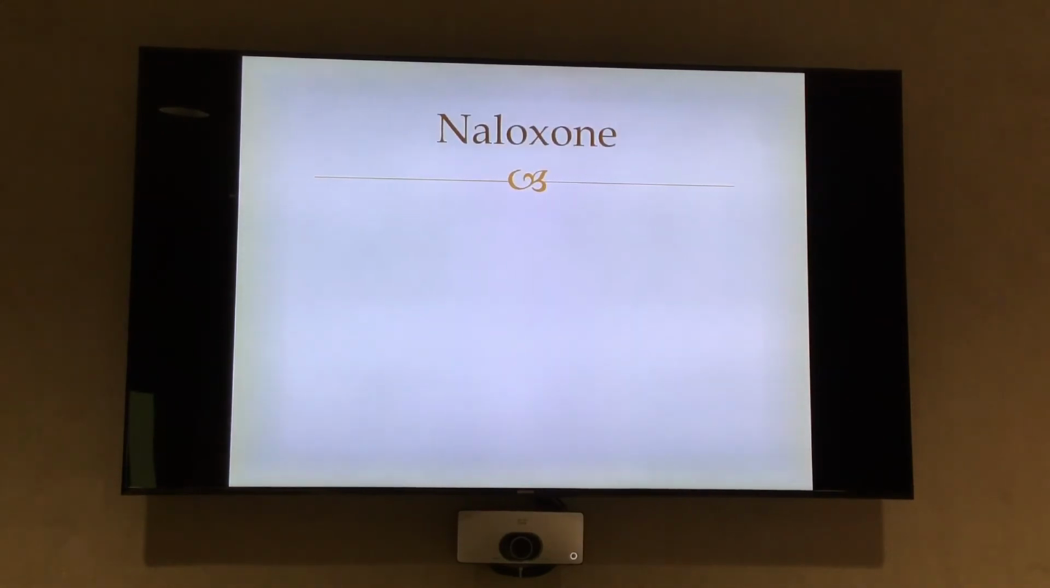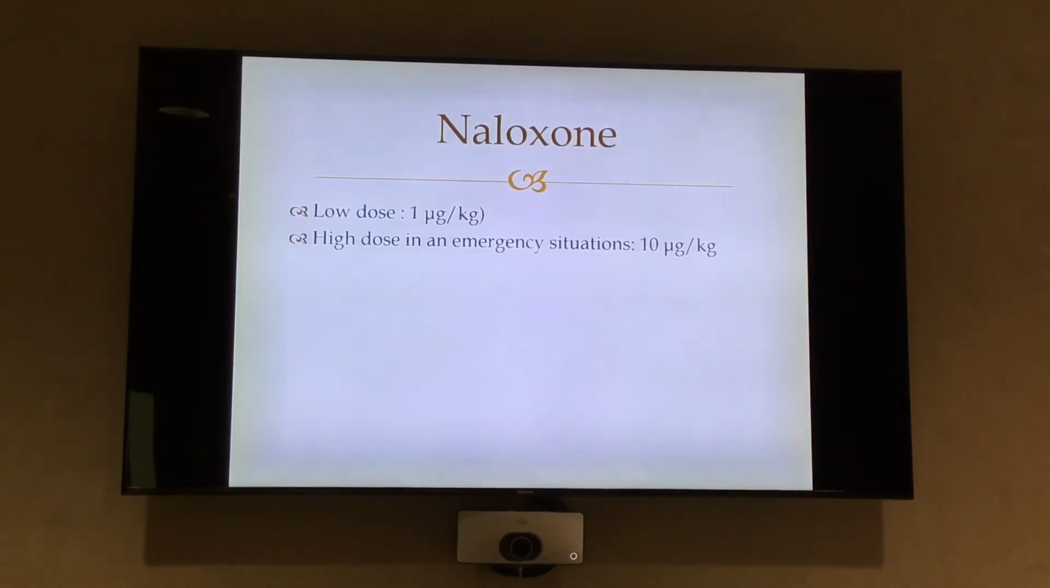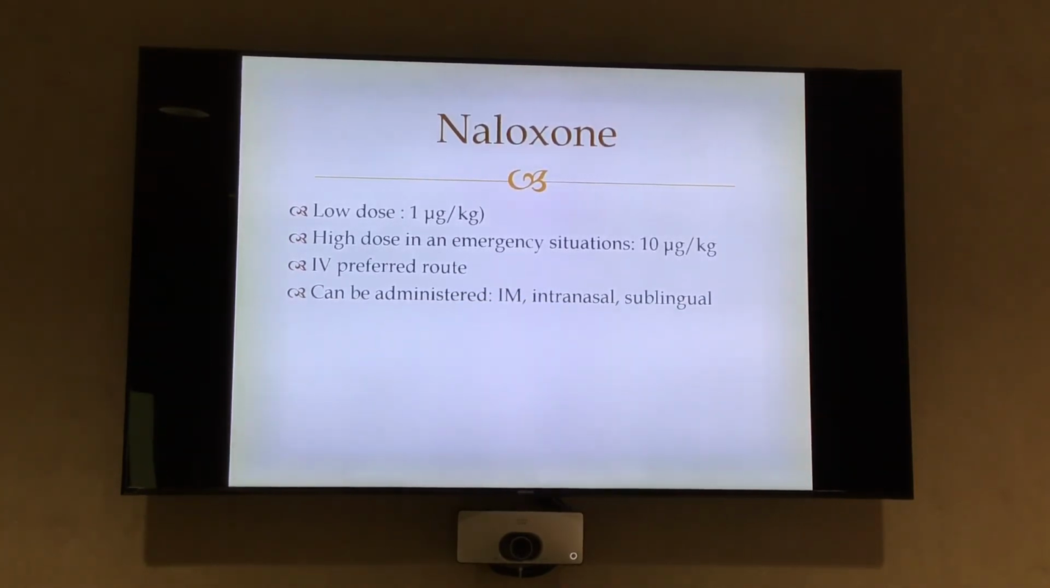So coming to naloxone, which is Narcan, that's a reversal agent, and again, the low dose is 1 microgram per kilogram, high dose is 10 microgram per kilogram. So if you find any young adults or adults where we have a code blue situation, or even if you're using a restroom and someone has just passed out, the first thing you would do is consider Narcan. IV is the preferred route, and it can be administered IM, intranasal, and sublingual.